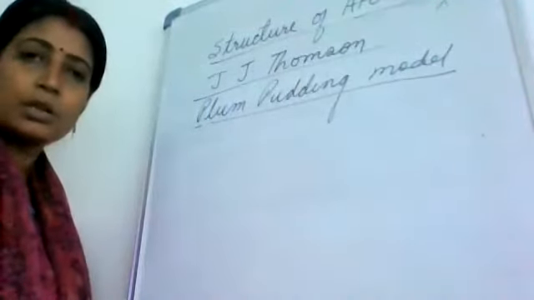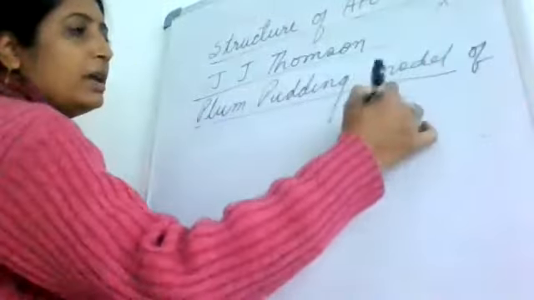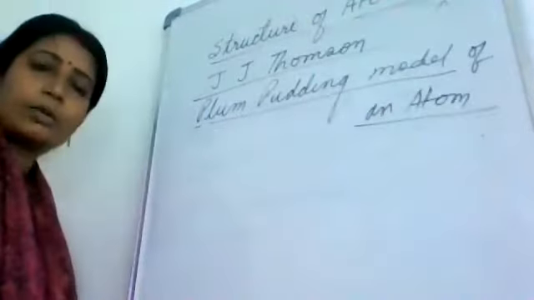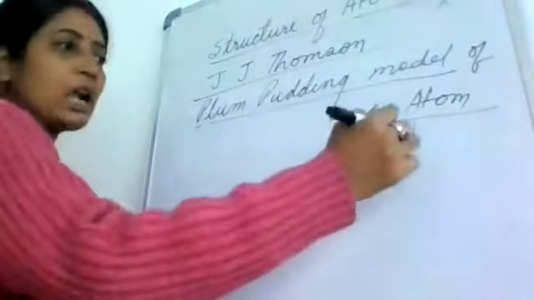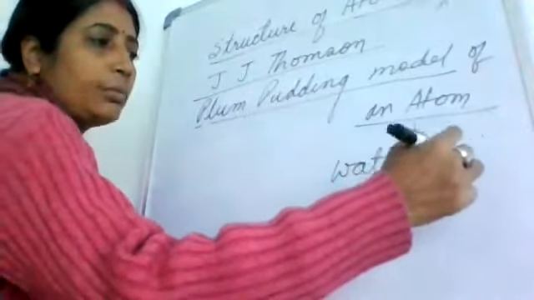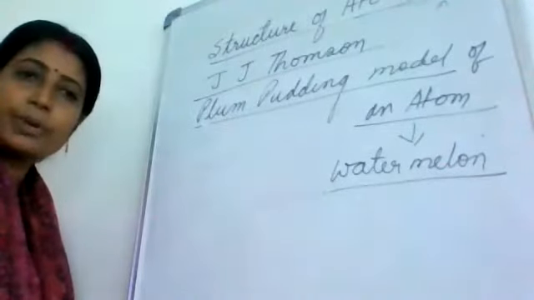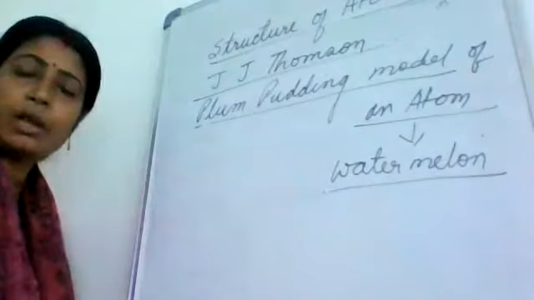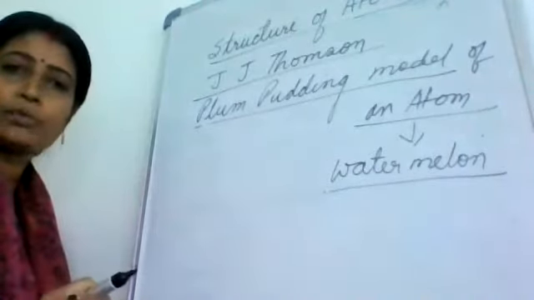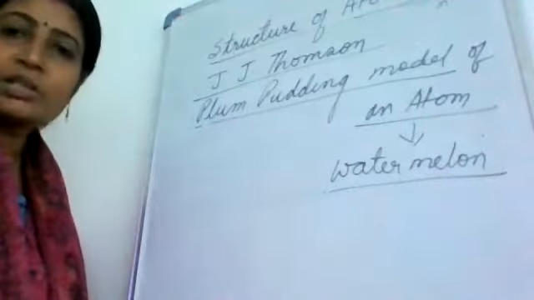Why is J.J. Thomson's model of an atom called the plum pudding model? It is also compared with a watermelon. What is the reason that his structure is being compared with the watermelon? We'll see.